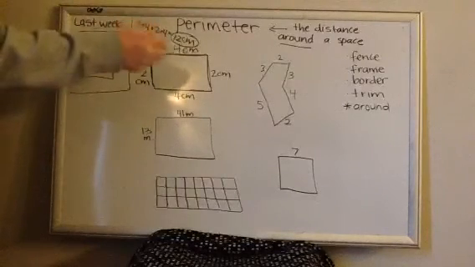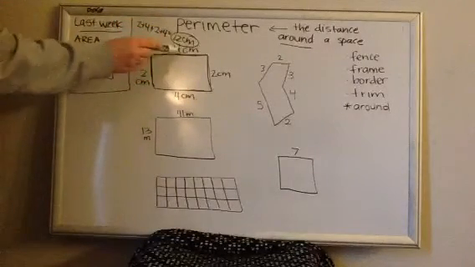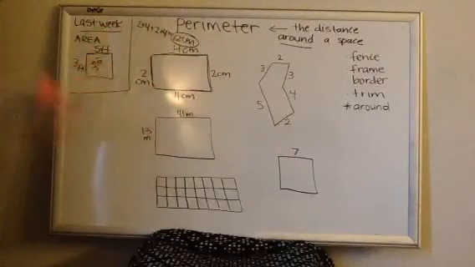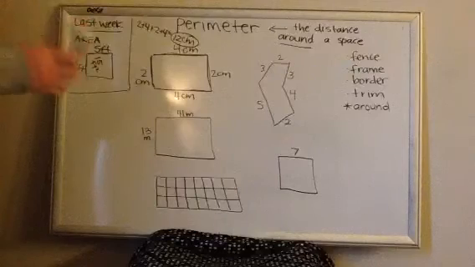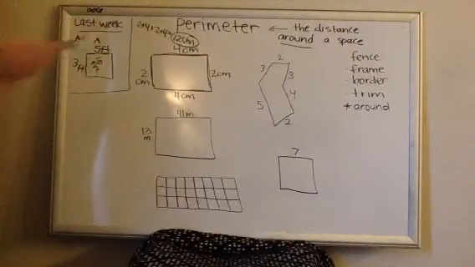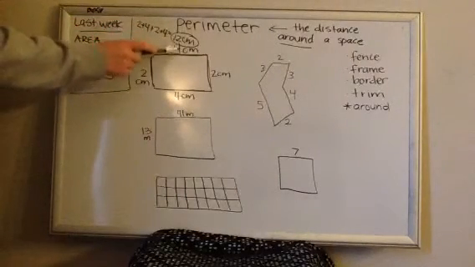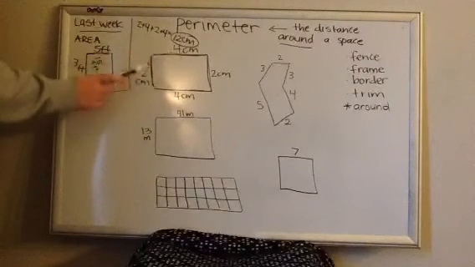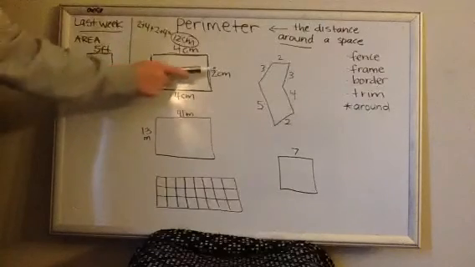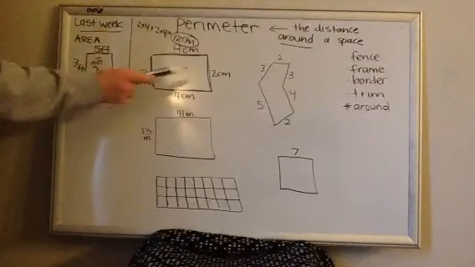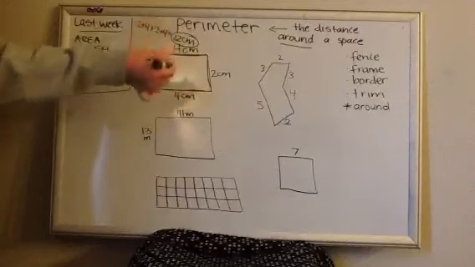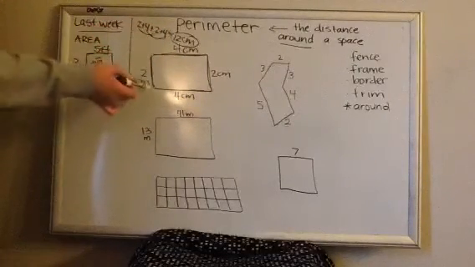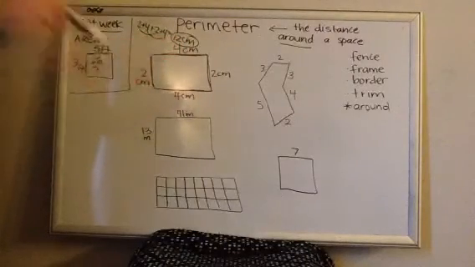Anyway, some people might also use the equation 4 plus 4 plus 2 plus 2. They could do that. Some people also, and this is a little bit trickier, might use the equation 2 times 4 is 8, because there's 2 groups of 4, and then 2 times 2 is 4, because there's 2 groups of 2, and then the 8 plus the 4 would be 12. But you're doing that same thing here. I like to keep it simple and just go around the shape again, so that I don't forget any of the sides.